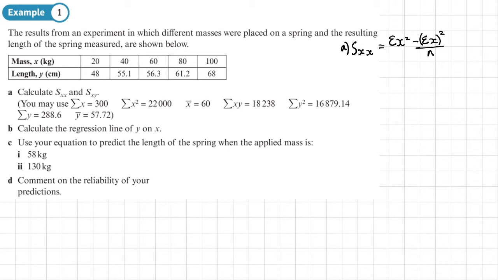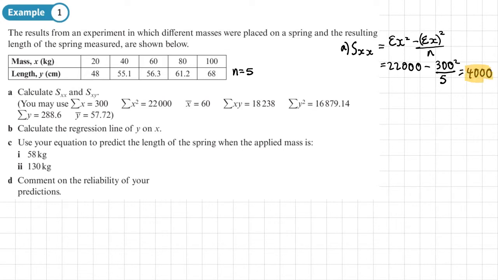So the next thing we now do is substitute in the values. So we've been given the sum of X squared, which is 22,000. So we've got 22,000 minus the sum of X all squared. So sum of X is 300. So we're going to do 300 squared. And that's going to be over N. And all we need to do for N is count how many pairs or values we've got. So N is 5. So I'll just write that down. N is 5 here. So we just divide that by 5. We can work this out on our calculator. And that gives us 4,000.